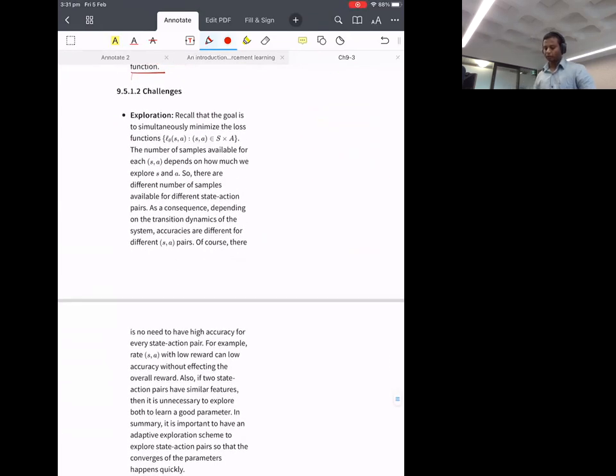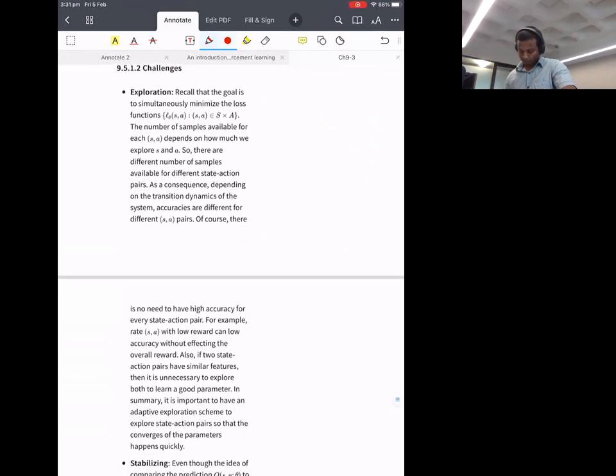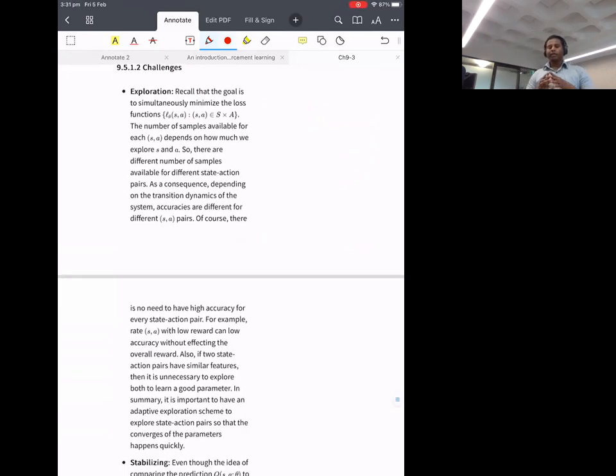What are the challenges? Exploration, that's always an issue. One has to be careful. We are trying to actually minimize the loss for each state action pair, and there can be so many if the state space or the action space is larger. Do we really have a fair exploration of all these states when the space is bigger? You might not. So you need a very clever approach, some adaptive approach to deal with these things. And again, they are very problem dependent.